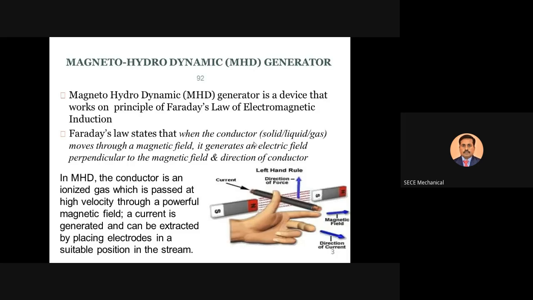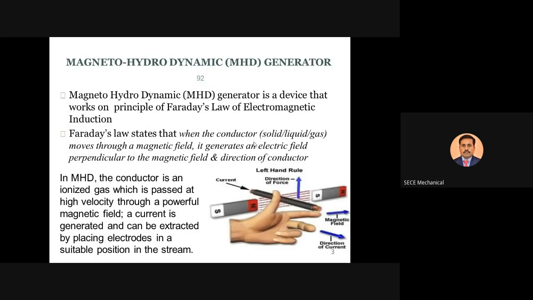You know the function of a generator. The generator's function is to generate power, which you know very well. So it is also a type of generator for the purpose of producing power. On what principle does it produce power? On the principle of Faraday's law of electromagnetic induction.